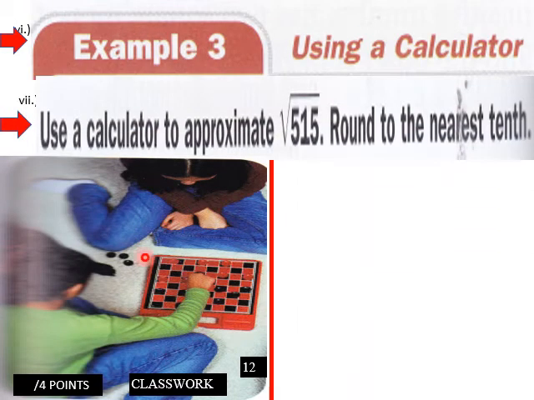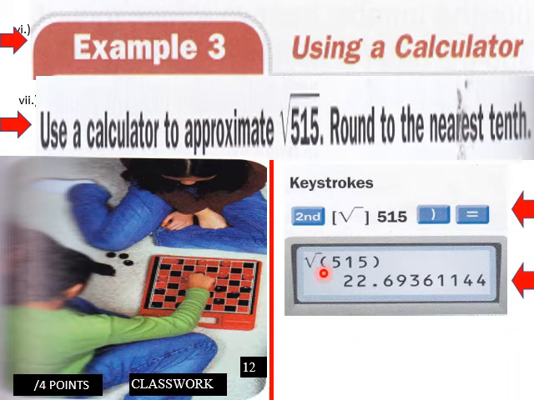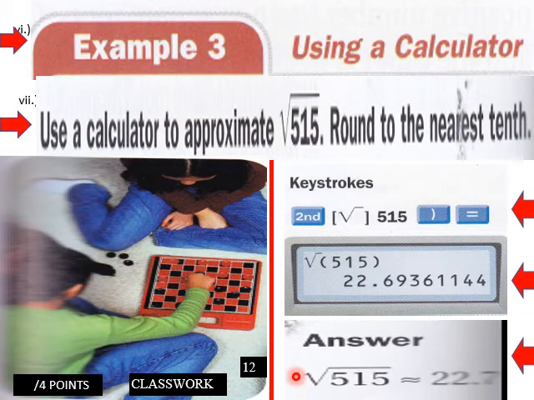Example 3, using a calculator. Use a calculator to approximate the square root of 515. Round to the nearest tenth. So we enter that in. Second, radical 515 in parentheses here, equals what? Here's the screenshot of a calculator. We get 22.69361144. The answer is approximately 22. We round up here to 22.7.